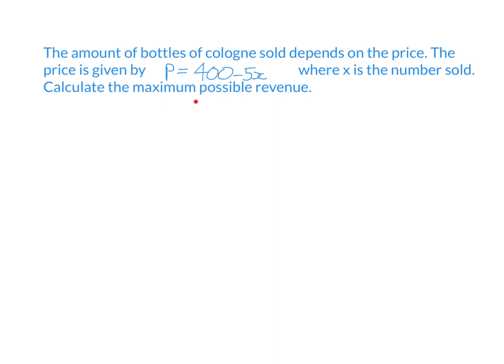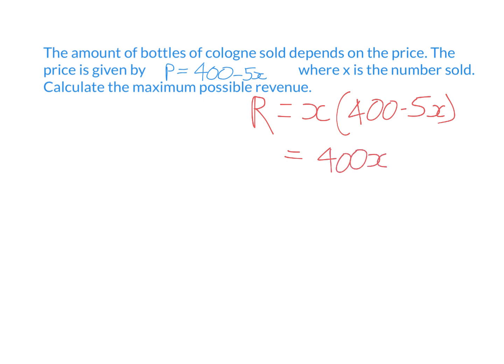So what we're going to do is calculate the maximum possible revenue. So this here is a linear function. It's only price. The revenue is going to be a quadratic. The revenue is the number sold, which we said was x, multiplied by the price. So let's just expand that and we get the revenue is 400x minus 5x squared. This is a quadratic. We are looking for a maximum value. We know that occurs when x equals negative b over 2a.